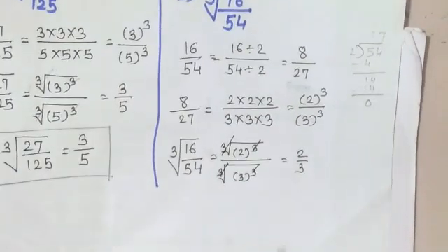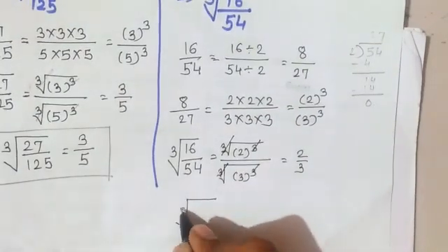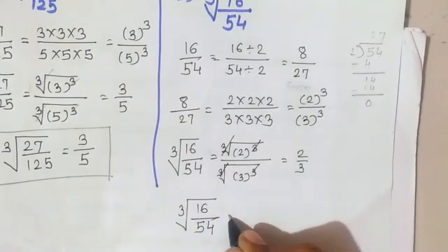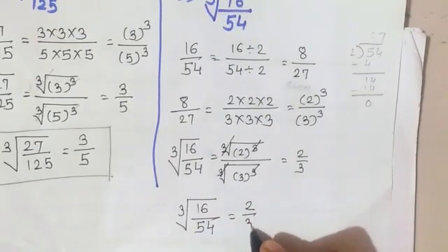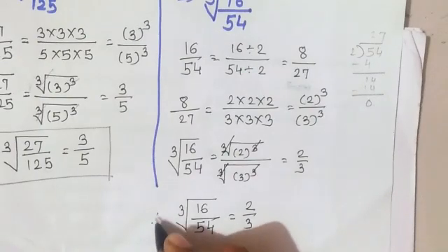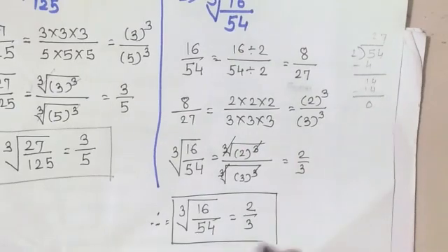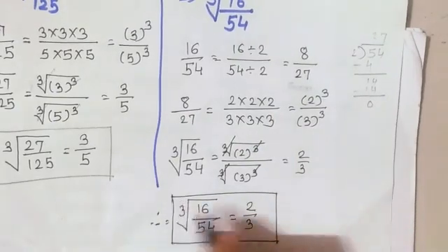So how are we going to write it at last? Cube root of 16 upon 54, its answer is 2 upon 3. This is your final answer. So you can put the bracket here. Got it, students?